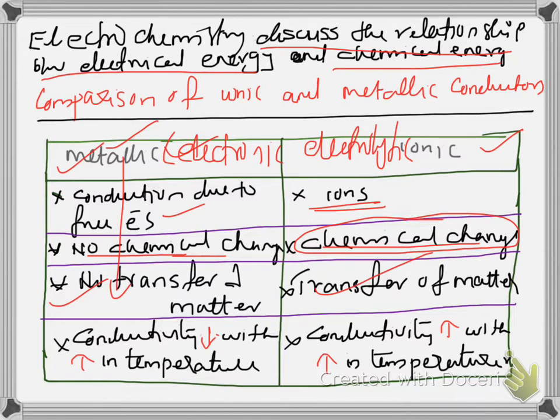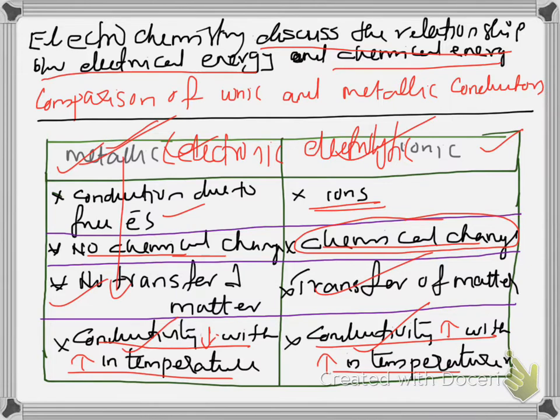Then conductivity decreases with increase in temperature. This is the story of metallic conductors. But the case of electrolytic conductors is different. There conductivity increases with increase in temperature. Here it is decrease, here it is increase. How? You have heard it.